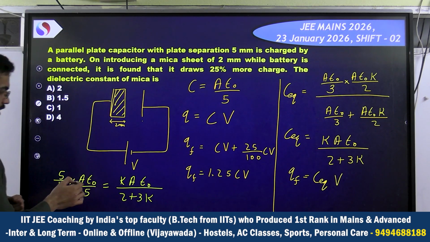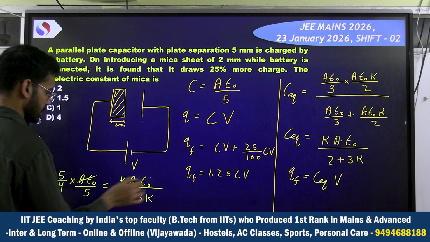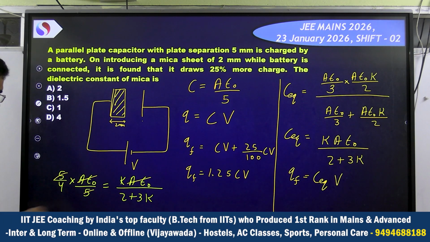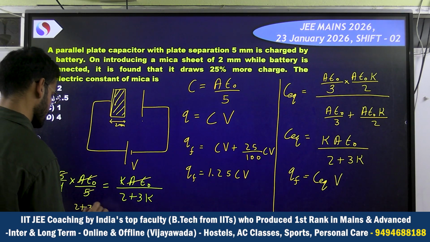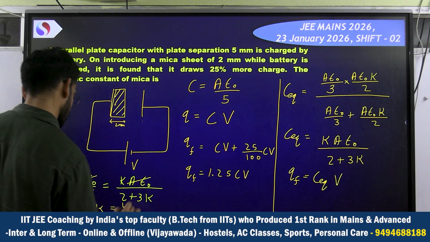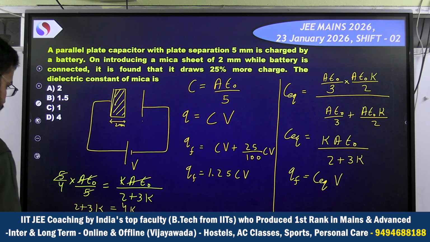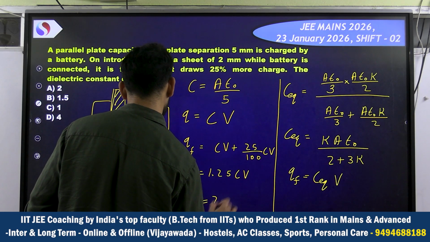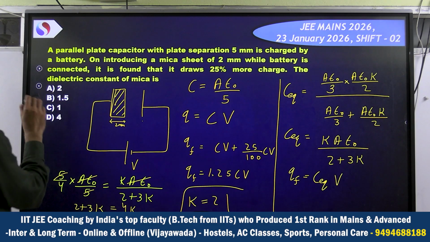Okay, so here A epsilon naught cancels out, and we can simplify. So 5 also cancels out, right? And then what remains? 2 plus 3K is equal to 4K, right? So K equal to 2. Agree? 4K, 2 plus 3K. Yes, K equal to 2. That's your answer, option A. Okay. Next.